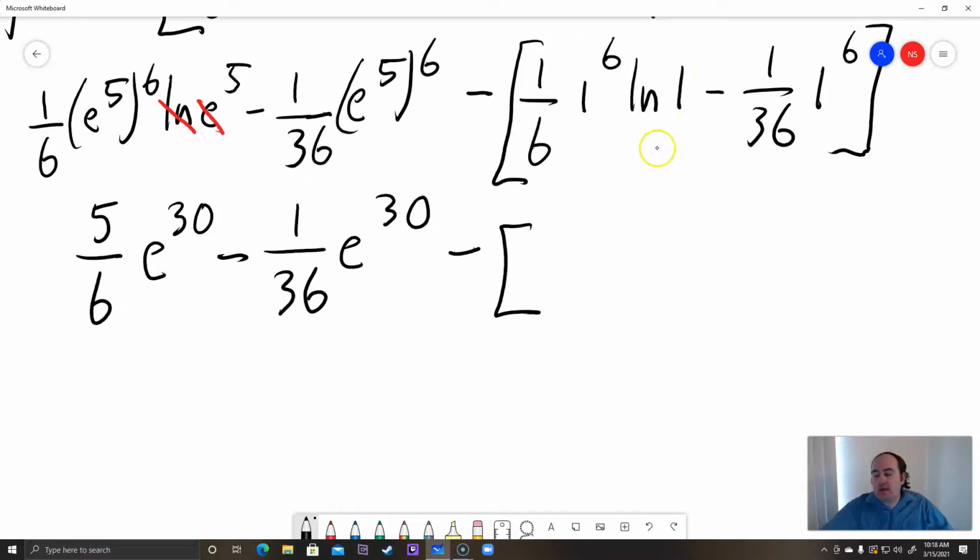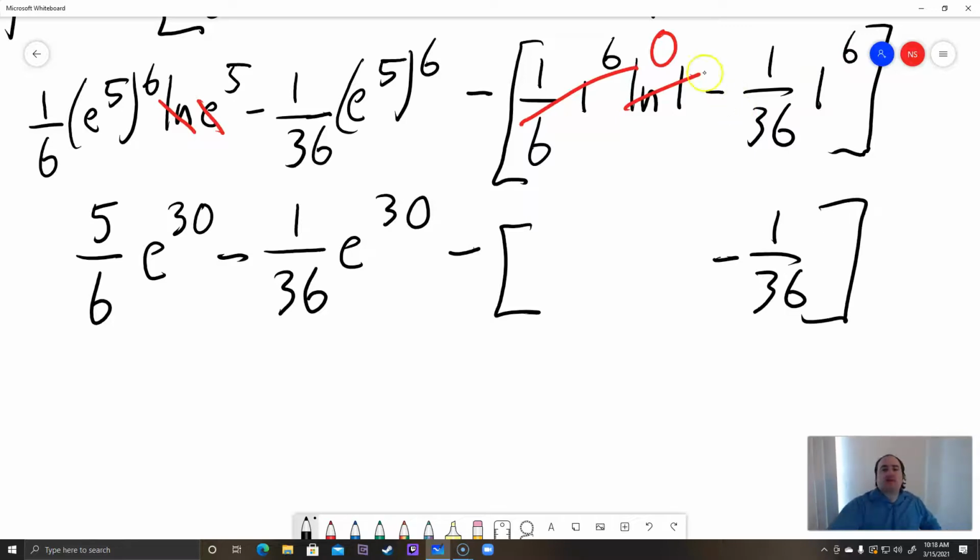Well, this first term, remember that ln of 1 is 0, because this is really log base e, which means e to what power gives me 1? Well, e to the 0 gives me 1, so ln of 1 is actually just 0. So this first term is actually 0. So all we have to worry about is the second term, but 1 to the 6 is still 1, so we really just have a negative 1 over 36 here. And then we still have a minus out front because we were subtracting.